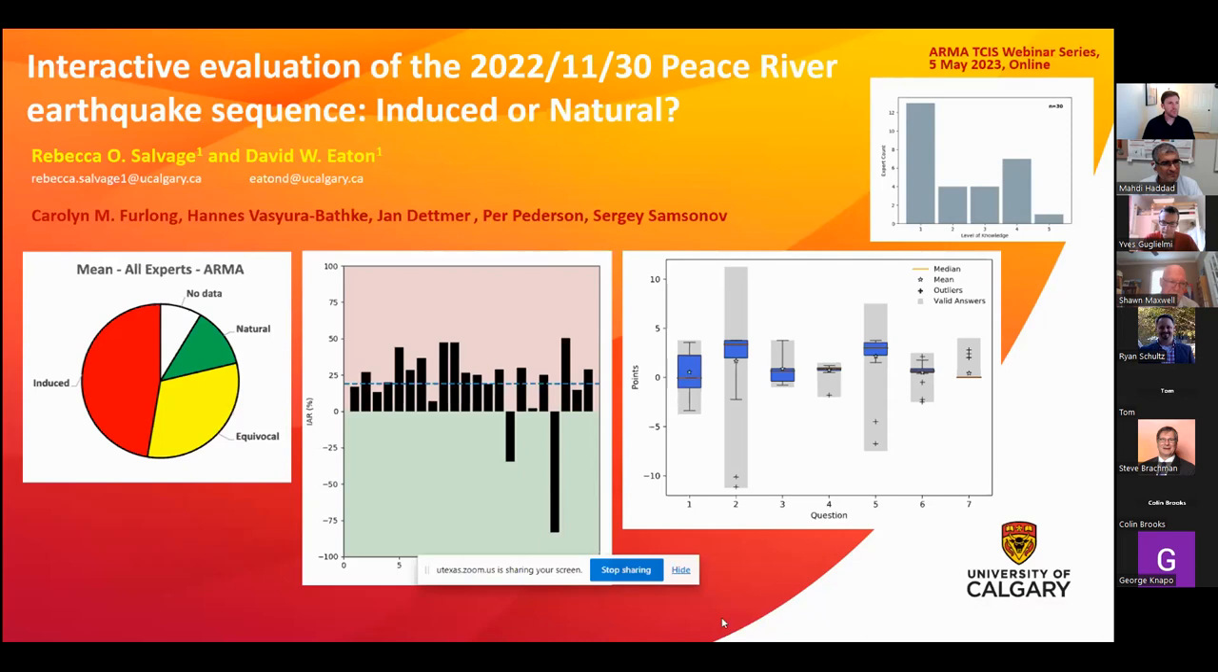It looks like from that subset, a little under half of the participants answered the questions implying that the sequence was induced. Over a third, though, were indicating equivocal, ambiguous kind of results. A smaller percentage indicated that it's likely natural. So, kind of an interesting outcome.